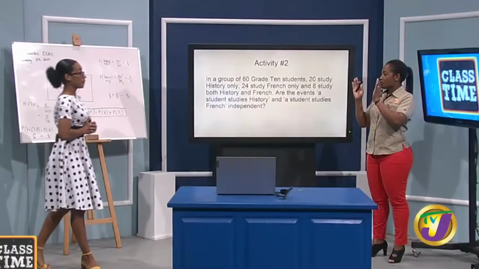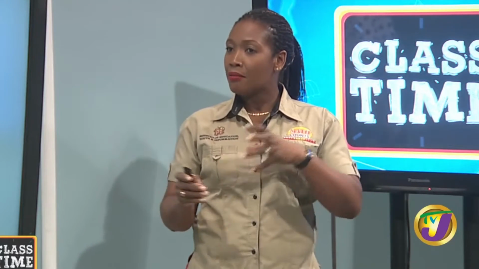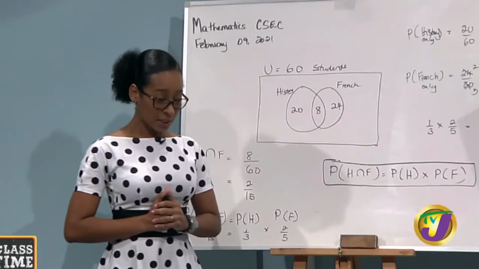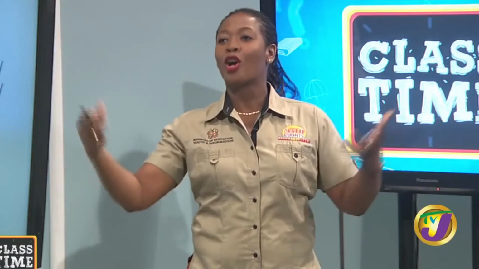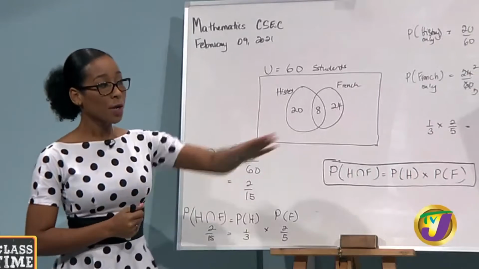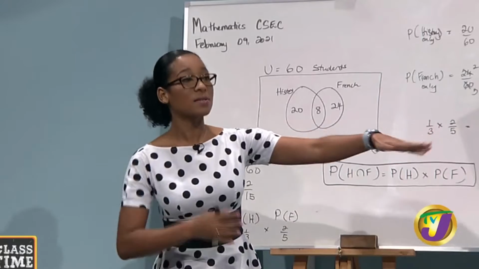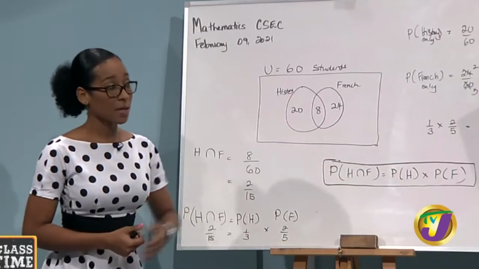So your Venn diagram supports the multiplication rule of independent events being calculated by multiplying the probability of the occurrence of one event by the probability of the occurrence of the second event. It will give you the probability of both events occurring. So here the question was asked, are the events independent? Yes, they are.